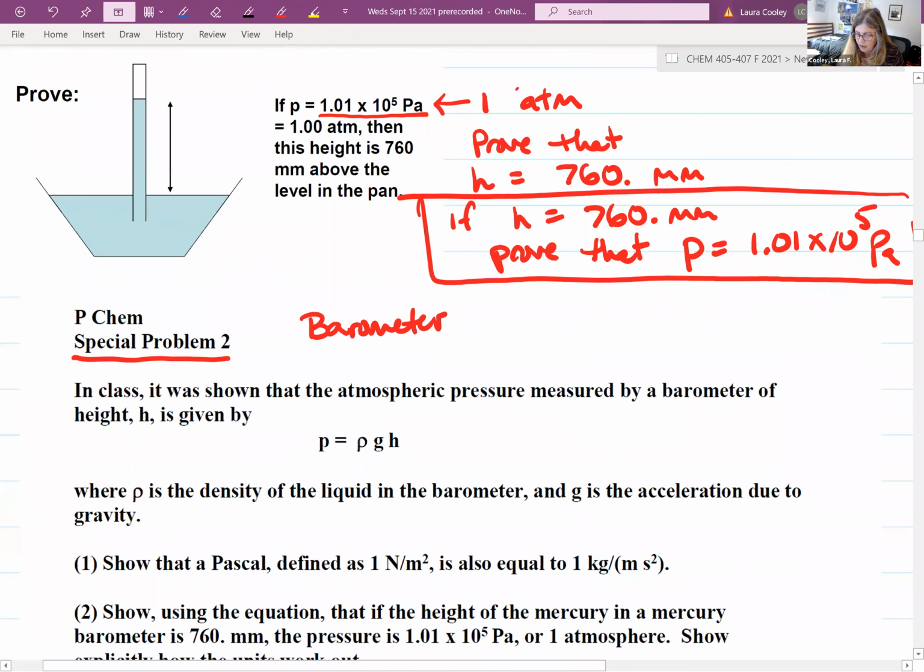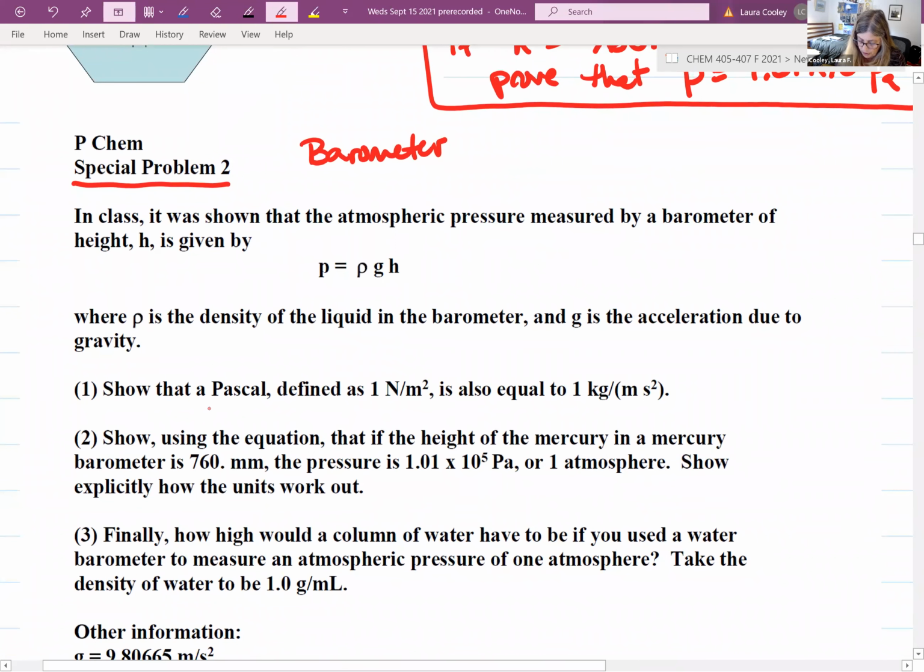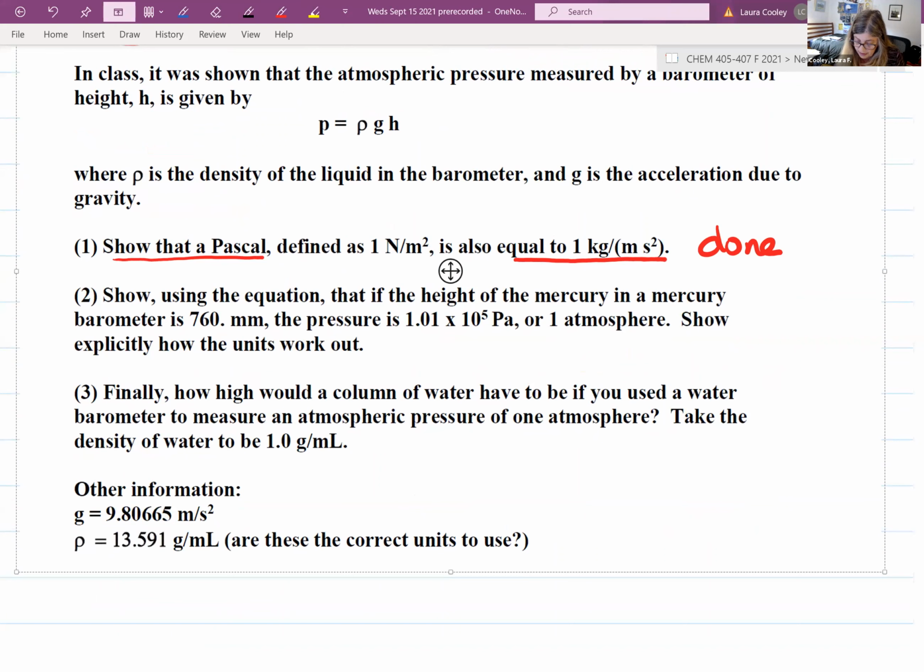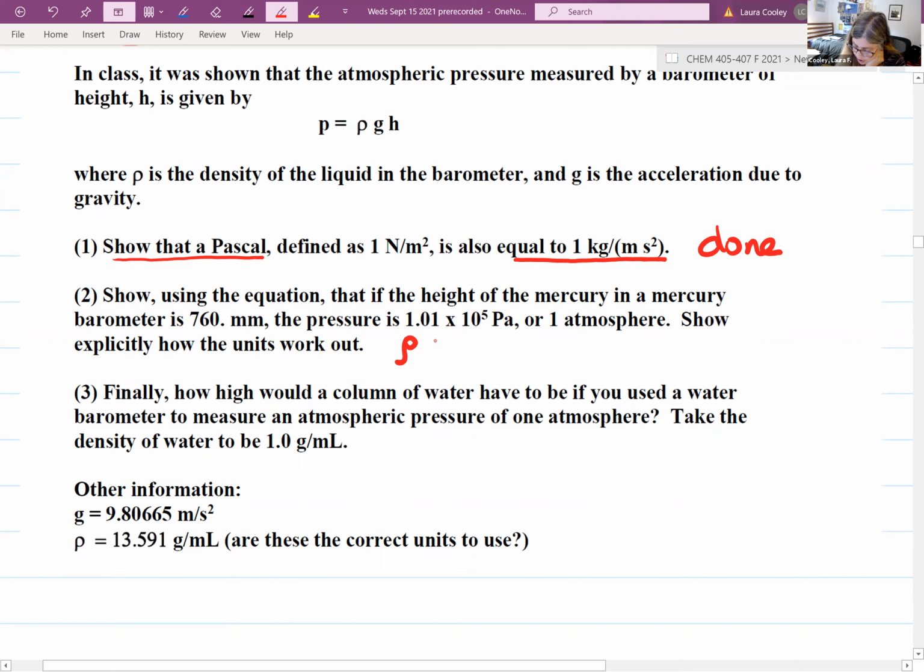And you could see that it sort of walks you through some of the things we've done. So first, I'd like you to show that a pascal is also equal to a kilogram per meter second squared. This was really done in class already. And then now show that if the height is 760, the pressure is this. So basically what you have to do here is use your P equals rho G H, but you need to plug in the correct density, G, and height to make this come out in Pascal units.